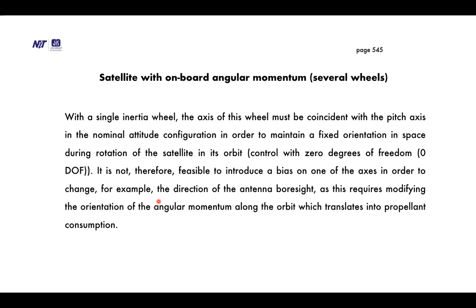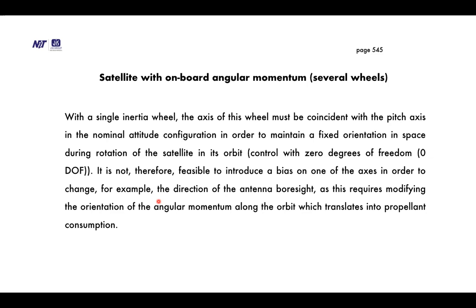It is not therefore feasible to introduce a bias on one of the axes in order to change, for example, the direction of the antenna bore side, as this requires modifying the orientation of the angular momentum along the orbit, which translates into propellant consumption. Therefore, propellant consumption is very important because angular momentum uses a huge amount of propellant.